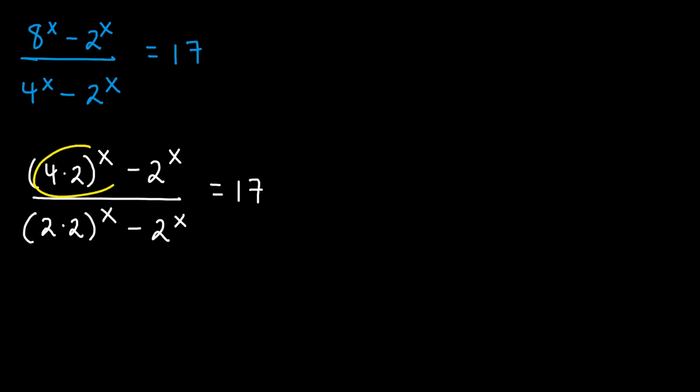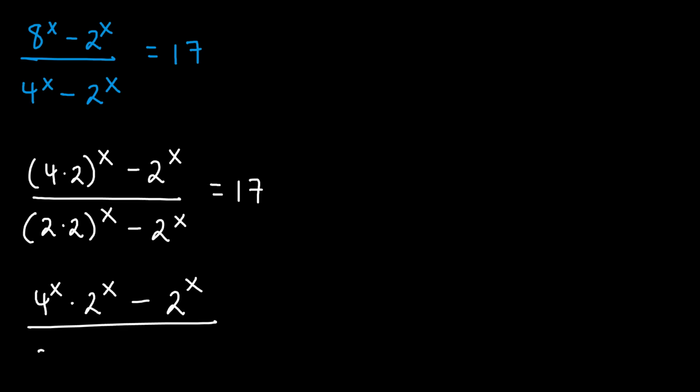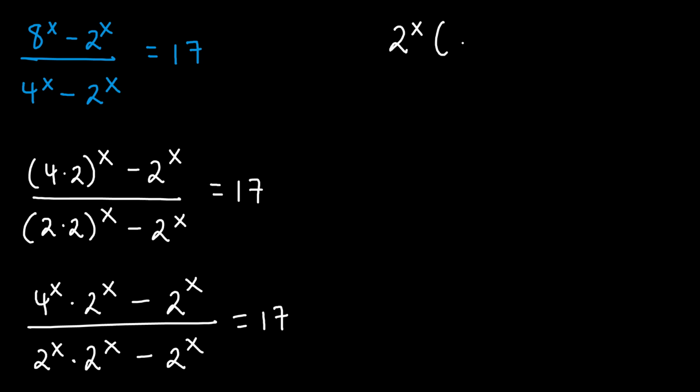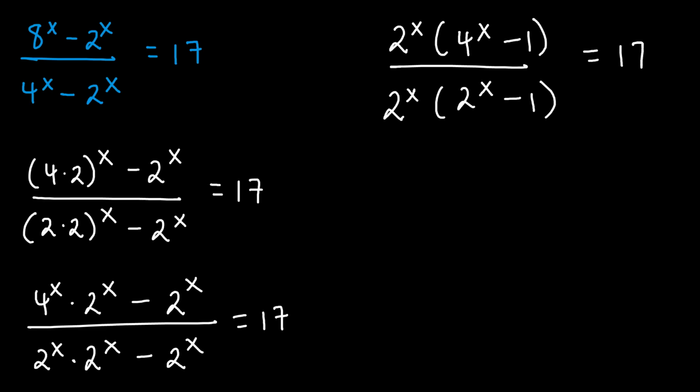And from the rules of exponents, we can distribute the powers. So this will become 4^x times 2^x − 2^x divided by 2^x times 2^x − 2^x equaling 17. And as you can see, 2^x is a common factor, so let's take it out. For the numerator, we shall have 2^x into (4^x − 1) divided by 2^x into (2^x − 1), and this is equal to 17.